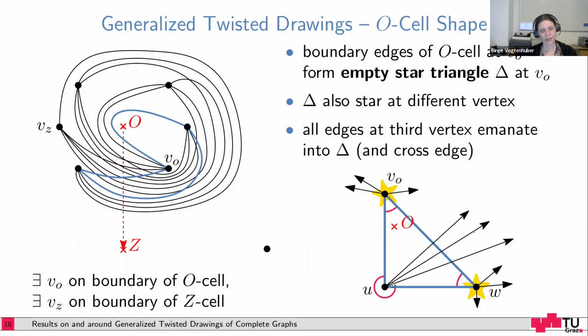No cell can contain a vertex in the interior, but also not in the interior of the whole triangle. Further, this triangle is a star triangle at one of the 2 other vertices, and at the third vertex, all the edges emanate to the inside of the triangle. So they're on the outside, the 2 edges are adjacent, and on the inside, all the edges from this vertex U, in this case here, emanate, and they cross through the edge VOW.